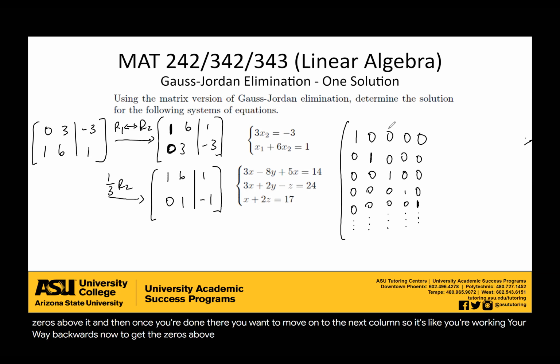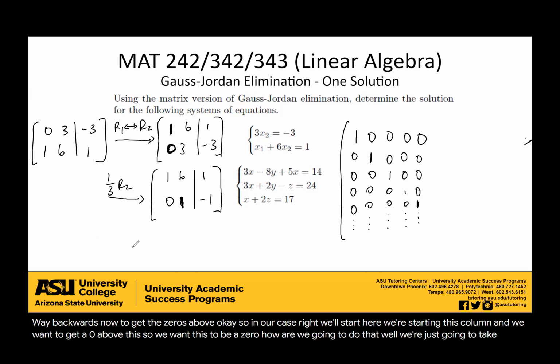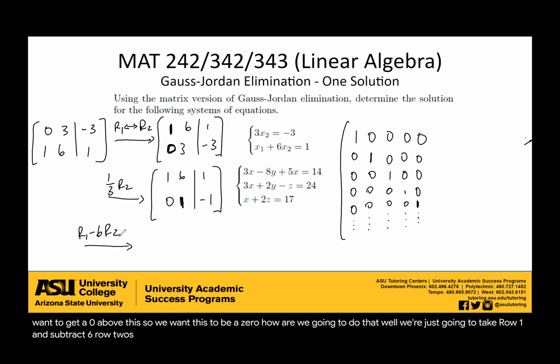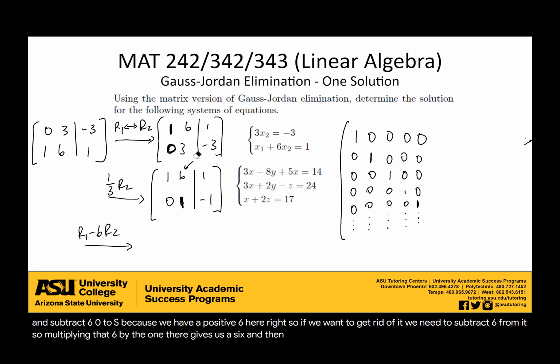So it's like you're working your way backwards now to get the zeros above. Okay. So in our case, right, we'll start in this column, and we want to get a 0 above this. So we want this to be a 0. How are we going to do that? Well, we're just going to take row 1 and subtract 6 row 2s. Because we have a positive 6 here, right? So if we want to get rid of it, we need to subtract 6 from it. So multiplying that 6 by the 1 there gives us a 6, and then we can subtract.